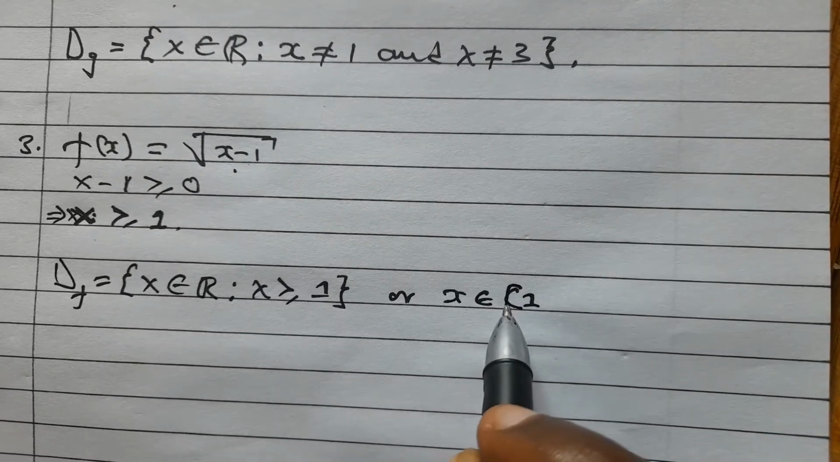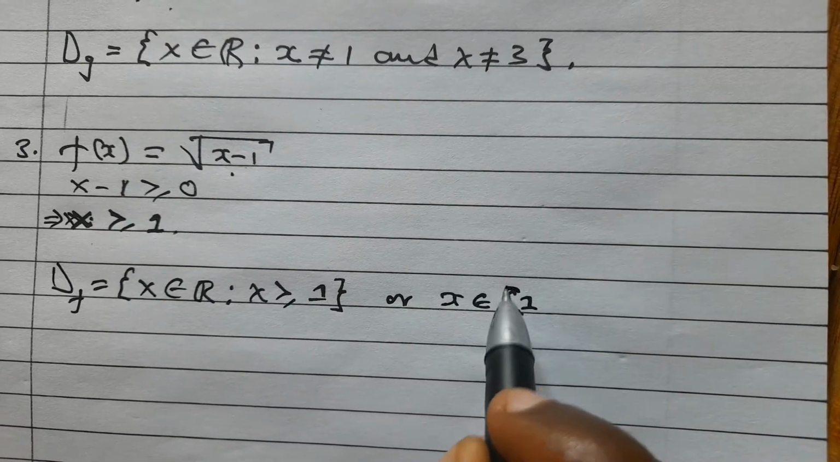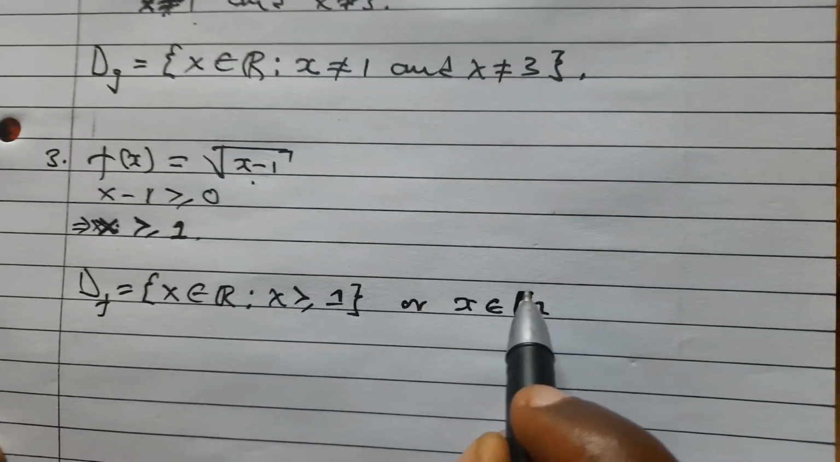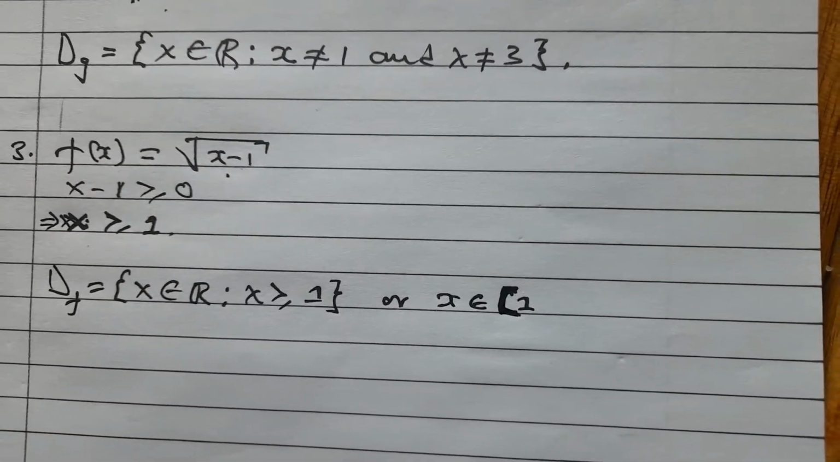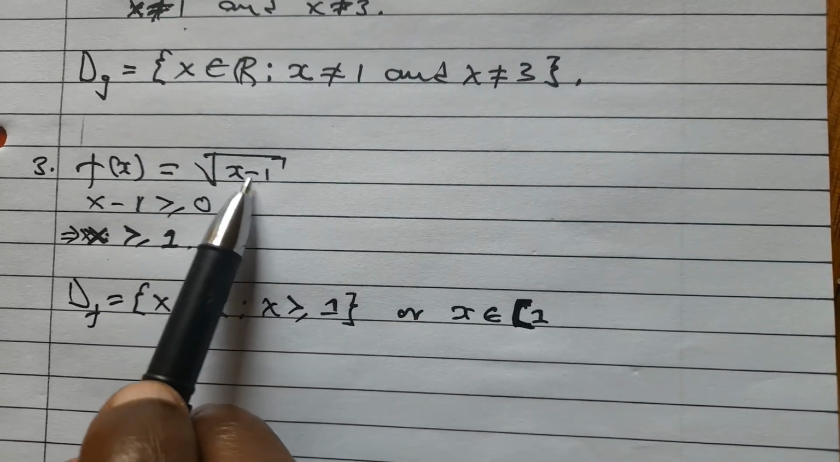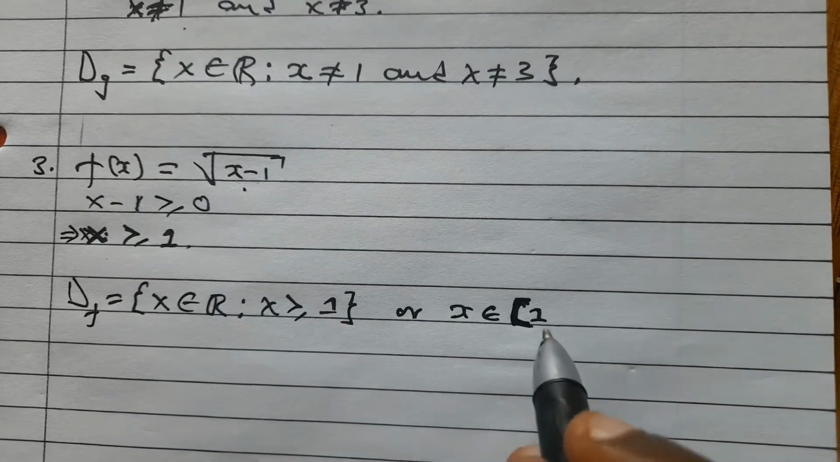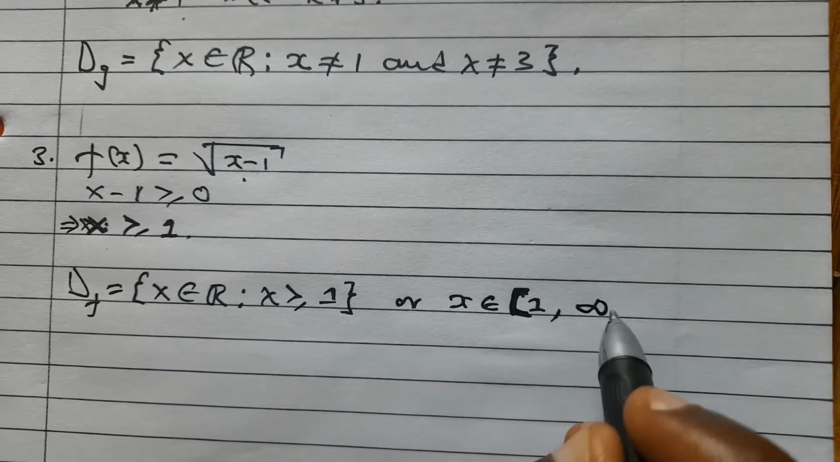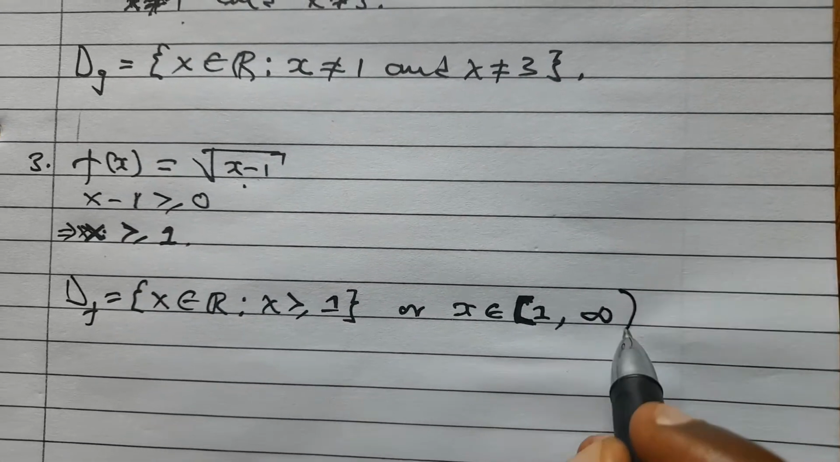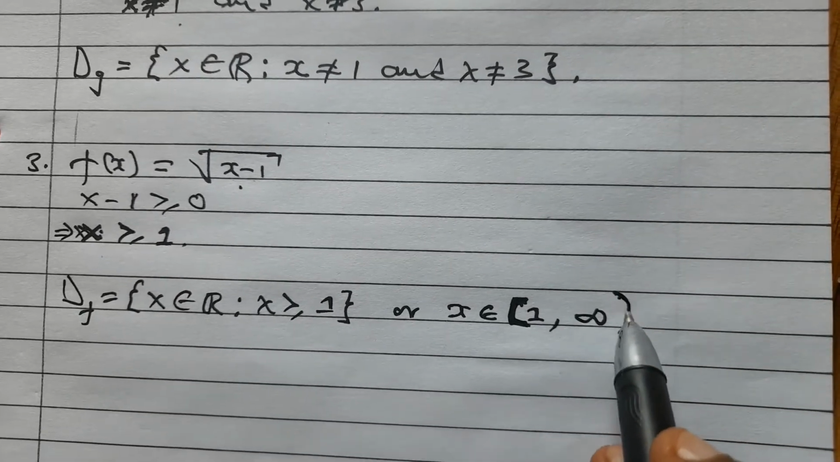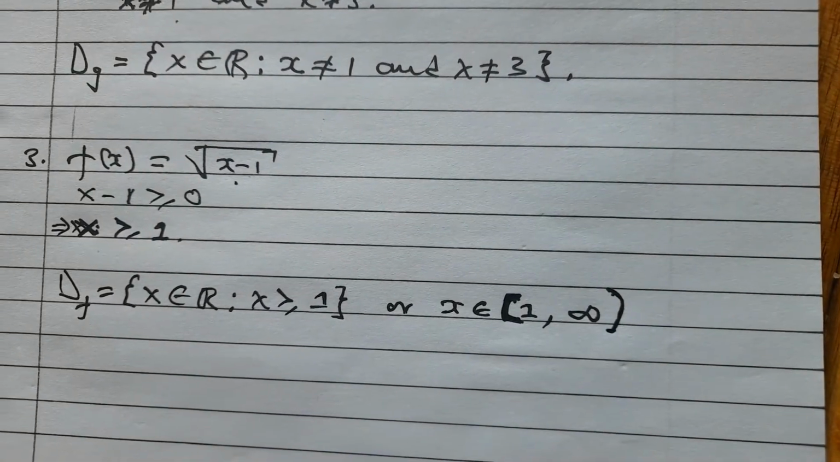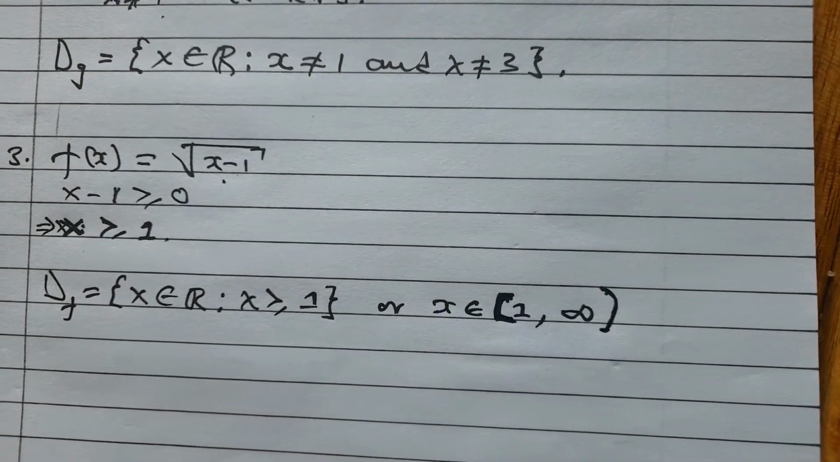You realize this one is included. That is why I'm having the square bracket. It is included because when we substitute 1 here, we are getting 0, and the square root of 0 is 0. It goes to positive infinity, but positive infinity is not included. That is why I'll be having the curved bracket to show that it is not included.